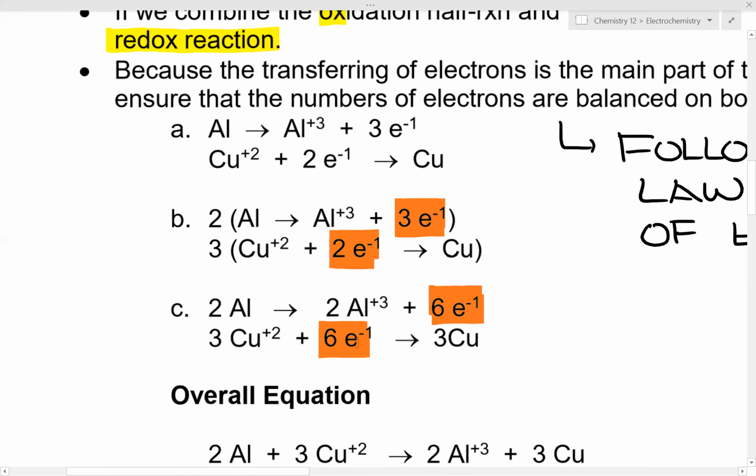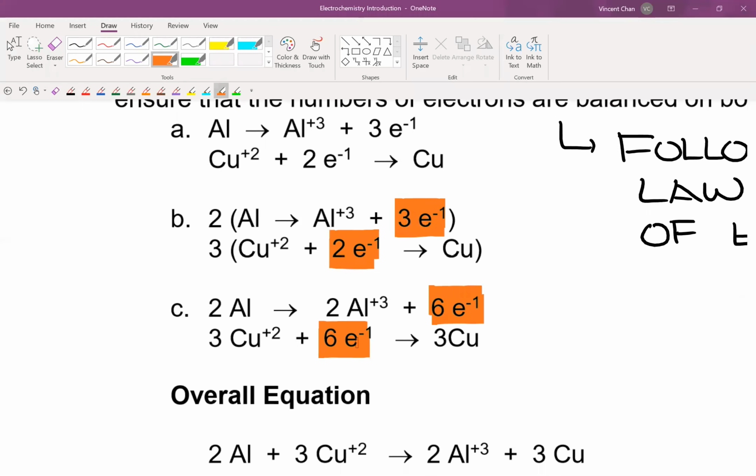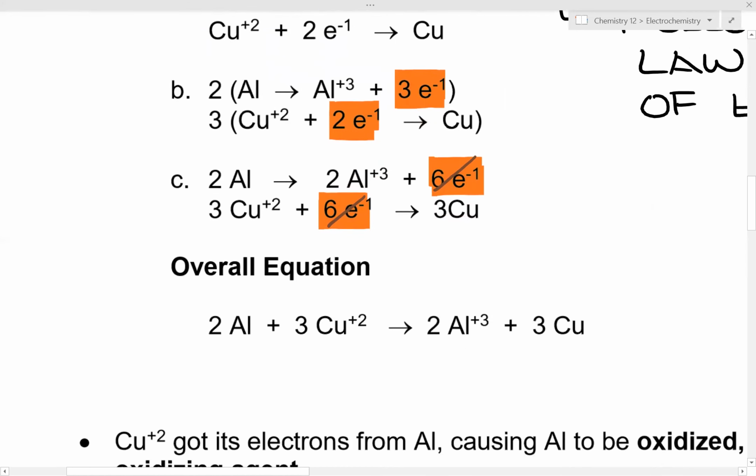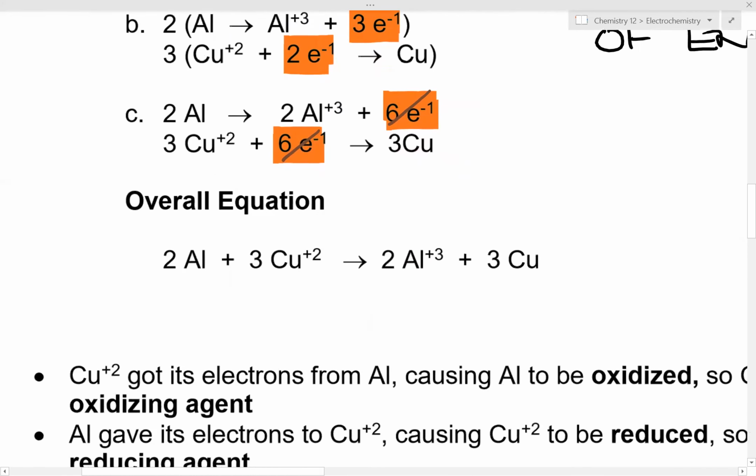Okay, so notice in step C that my electrons are the same, which follows the law of conservation of energy. So now what I can do is cancel these two, and what I get is my overall equation.